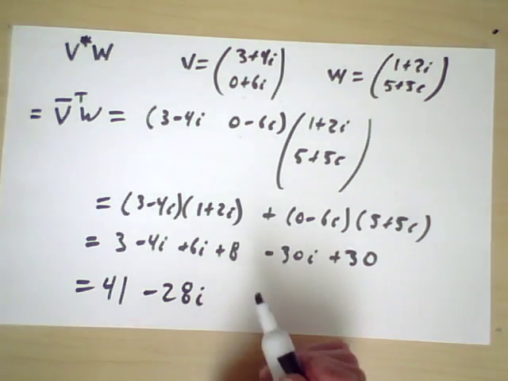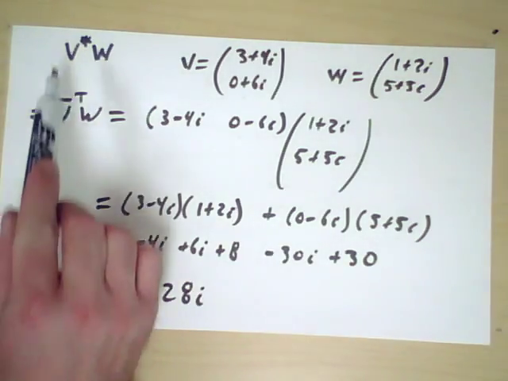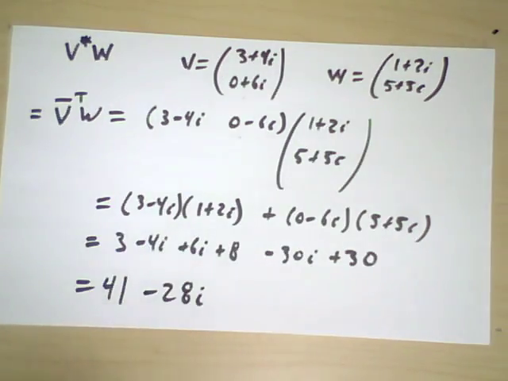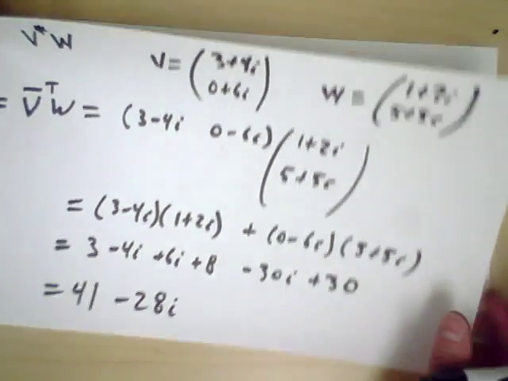So assuming my arithmetic is correct, which you probably ought to check, V star W, the Hermitian inner product of these two vectors, is 41 minus 28i, a complex number. So that seems sort of mysterious, but it's less mysterious when we consider what it does for magnitude, or length.